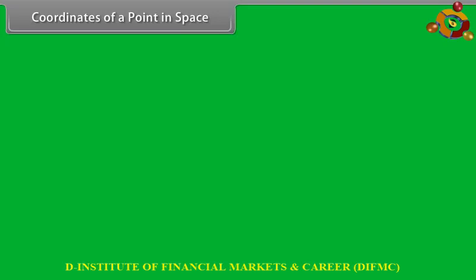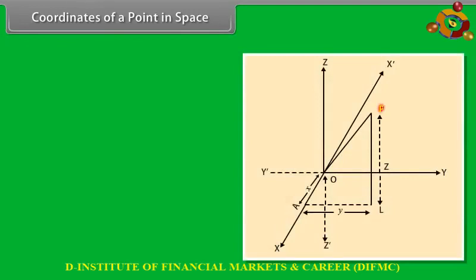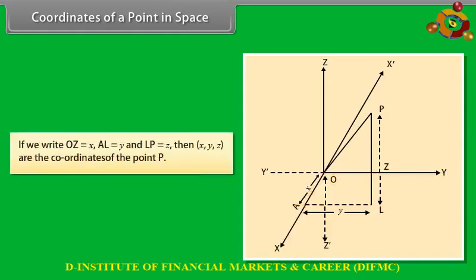Coordinates of a point in space. Let P be any point in space. Through P, draw perpendicular PL on xy plane meeting this plane at L. Through L, draw a line LA parallel to OY cutting OX in A. If we write OA is equal to x, AL is equal to y, and LP is equal to z, then x, y, z are the coordinates of the point P.